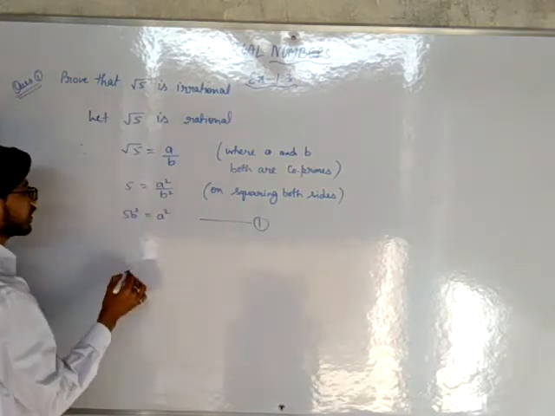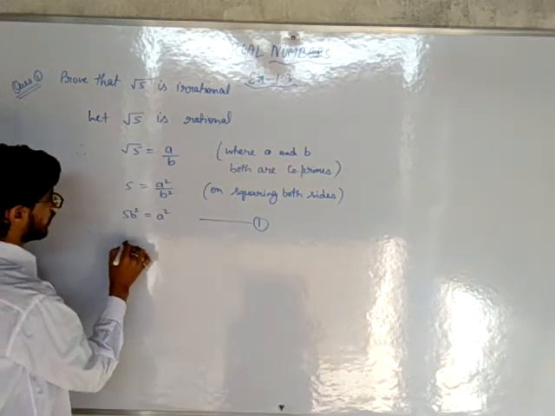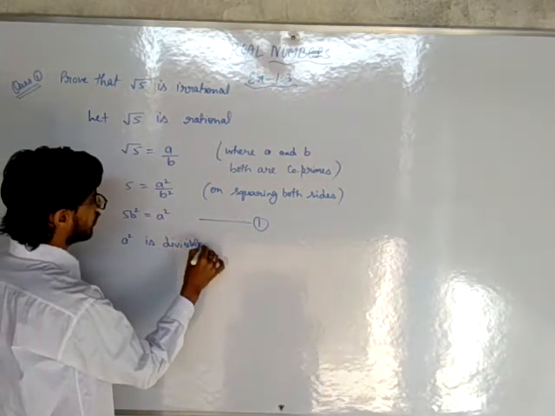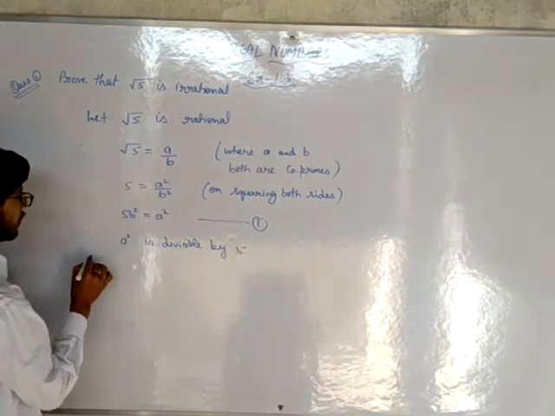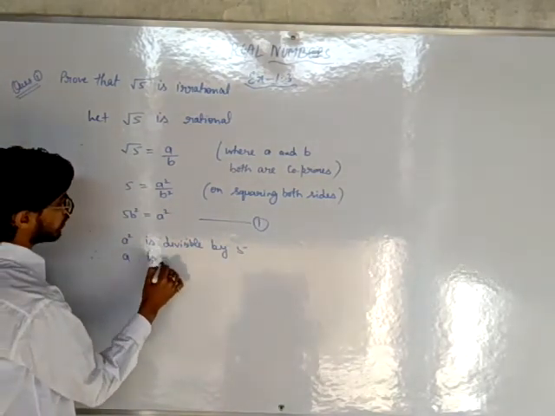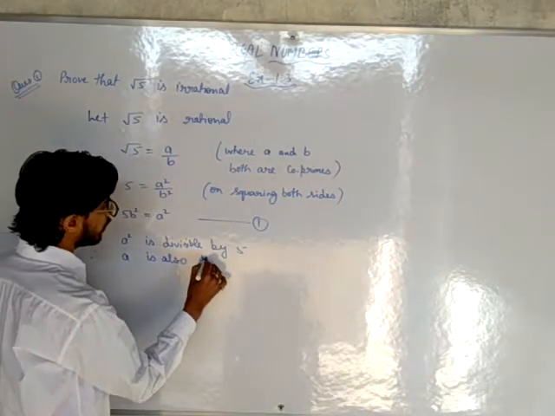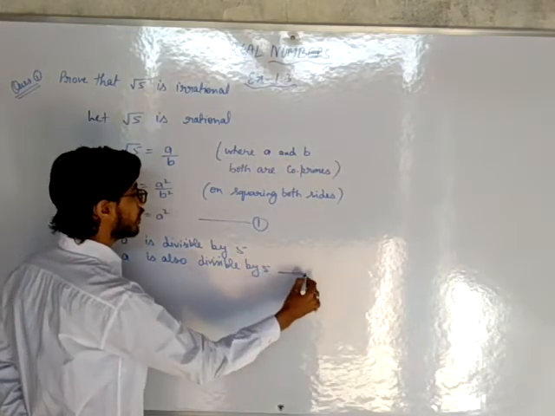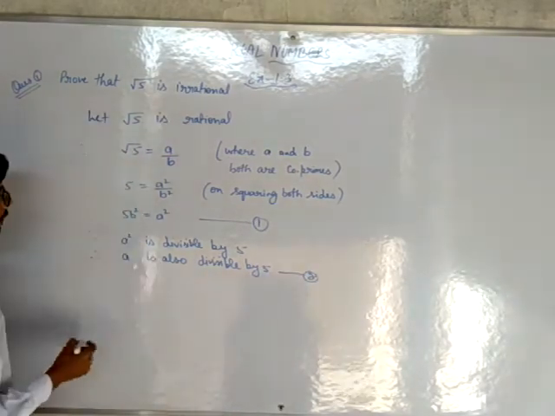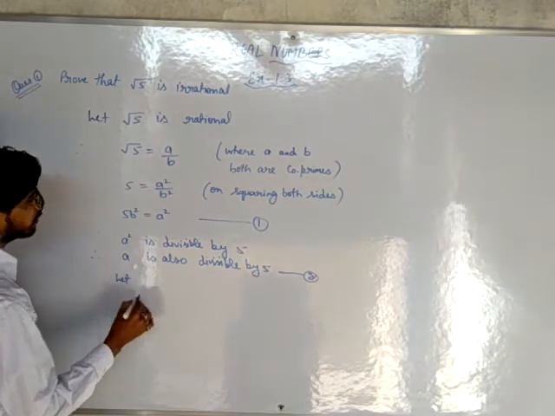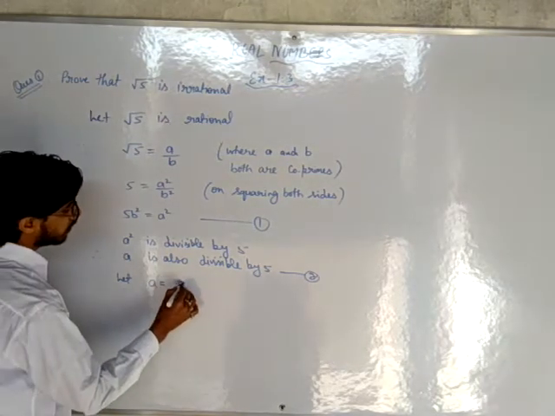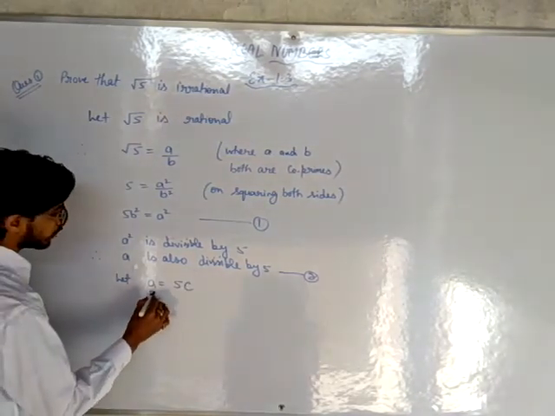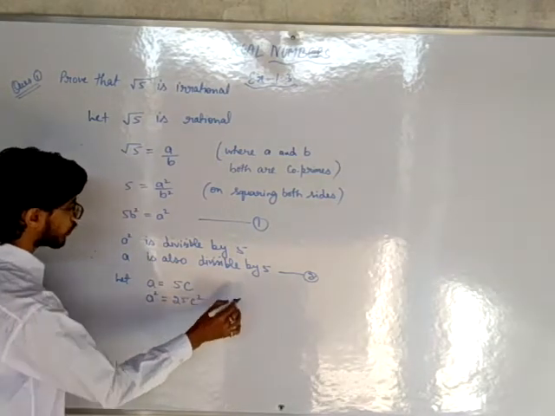First equation. Since a square is divisible by 5, therefore a is also divisible by 5. Equation 2. Now let a is equal to 5c. So a square is equal to 25c square.